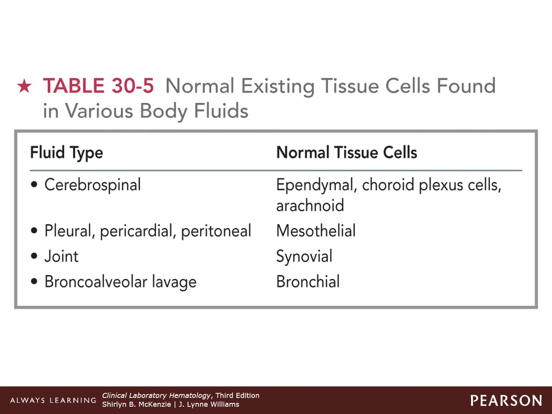Here we see normal existing cells that are found within these fluids. In the CSF, the only cells normally found would be any type of lining cell due to the tap. For your serous fluids, which are pleural, pericardial, and peritoneal, we're going to see the mesothelial lining cells. For your joints, you'll see various synovial cells, and in the bronchoalveolar lavage, bronchial cells. These are all different types of lining cells.